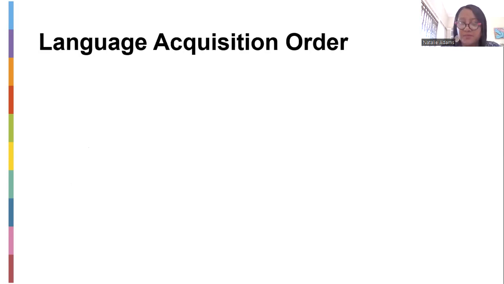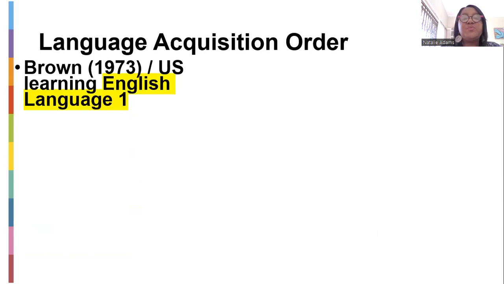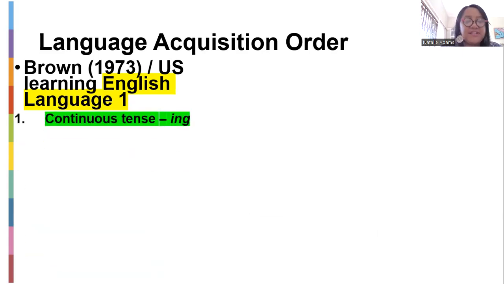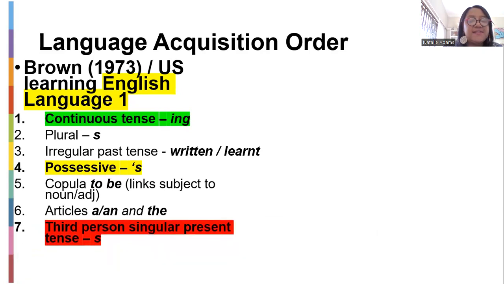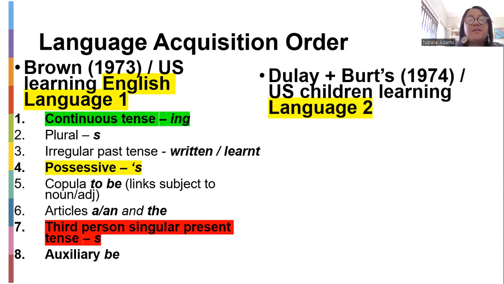Now, we're going to look at the language acquisition order, Brown, 1973, US learning. So this is how we learn a first language. We normally learn the -ing first, then the plurals, then the possessive, and then the third person singular present tense. Okay, remember that. We discussed this earlier. So it starts with the -ing, then it goes on to the third person singular with the s, and then to the possessives, and then the auxiliary.